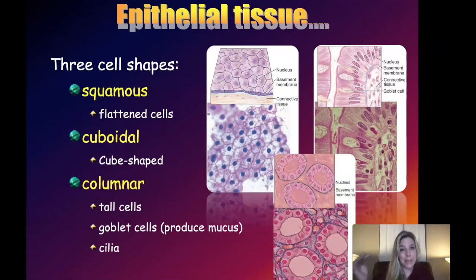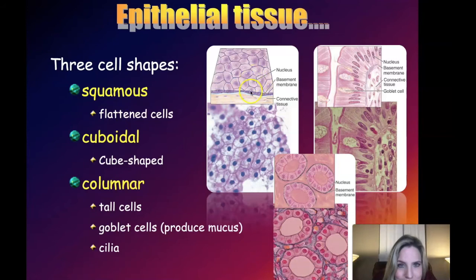So either simple, stratified, or pseudostratified epithelial tissue. But when you're categorizing epithelial tissue, you also need to categorize the shape of the cells that are in that layer. So there are three cell shapes that you'll encounter in epithelial tissue: squamous, cuboidal, and columnar. So squamous, think of like squatting. Squamous refers to flat. So squamous epithelial cells are flattened cells.